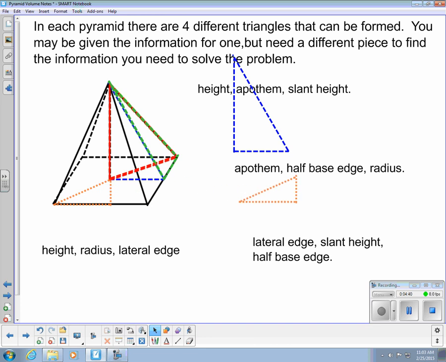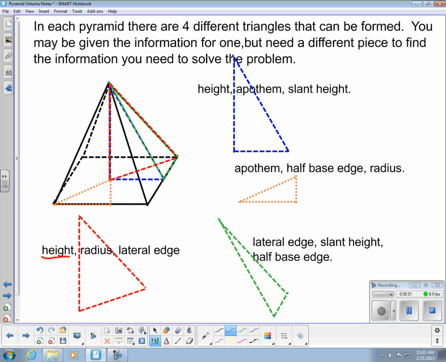Okay. Then we have a lateral edge, a slant height, and half the base edge. That's that green one. And then finally we have the last one, which is the height and the radius and the lateral edge. Now, this one right here has the height in it. This one right here has the height in it.